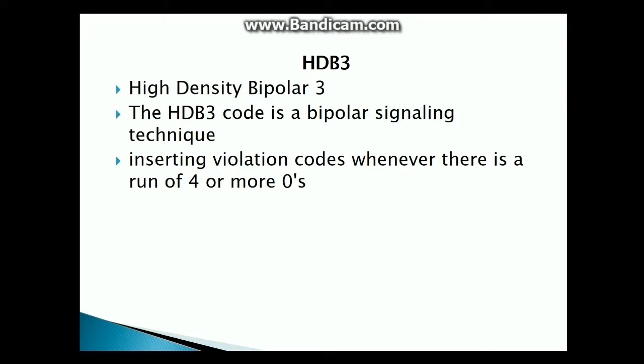The last one is HDB3. It is a short form of high density bipolar 3. The HDB3 code is a bipolar signaling technique. It is used by inserting violation codes whenever there is a run of 4 or more zeros in a line code.